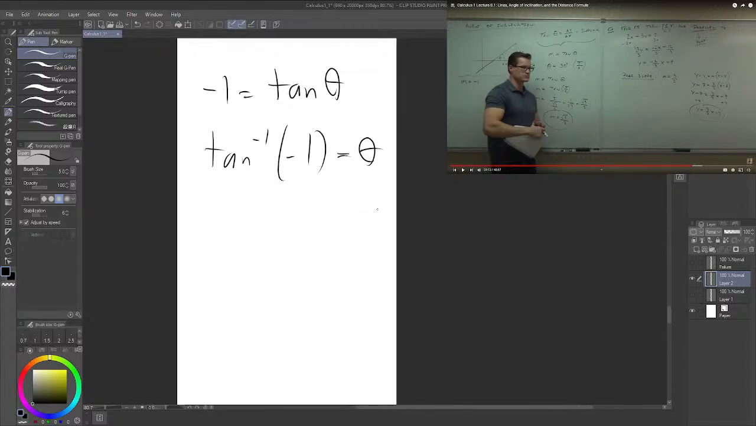So let me use the calculator. Could be totally wrong. Negative 1. Wrong mode. I have a goofy calculator. I'm getting negative 45 degrees.